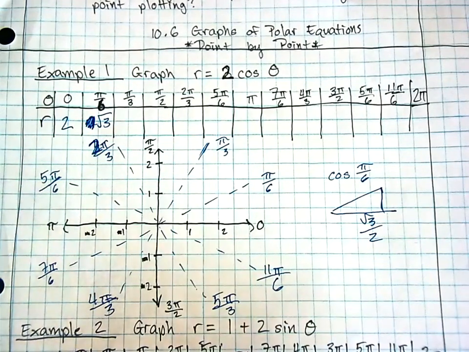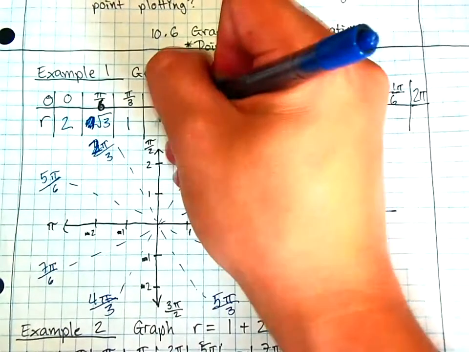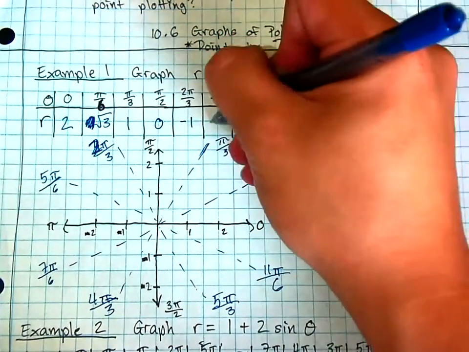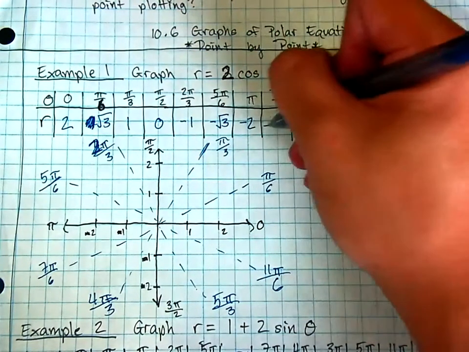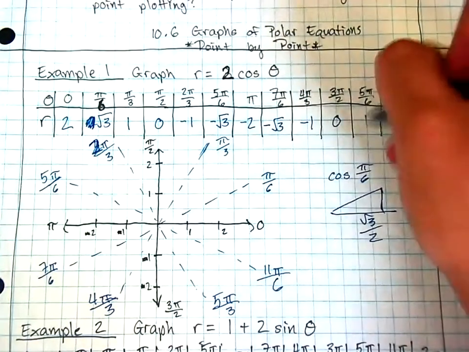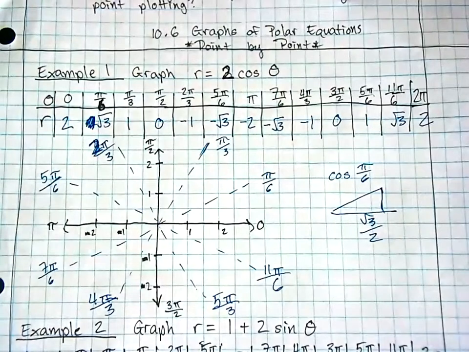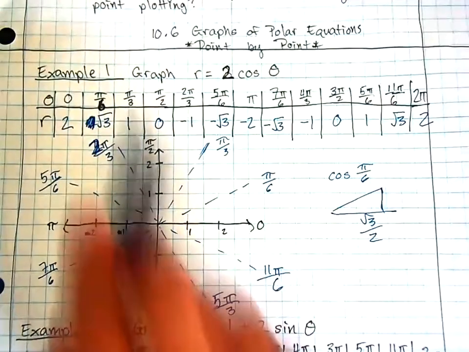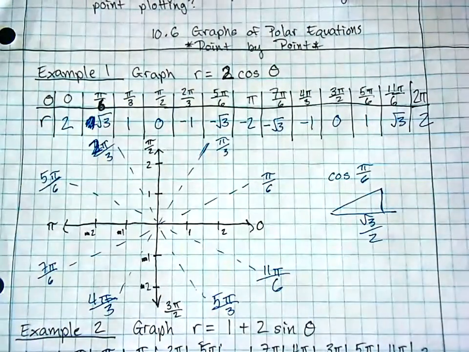And now I actually do have all of these pre-calculated, so let's go ahead and fill all of that in. 1, 0, negative 1, negative radical 3, negative 2, negative radical 3, negative 1, 0, 1, radical 3, and 2. Now, that was obviously sped up. You would normally have to plug in every single one of these in order to get all of those answers, but we'll do the fast-forward version. And now let's go ahead and graph them.